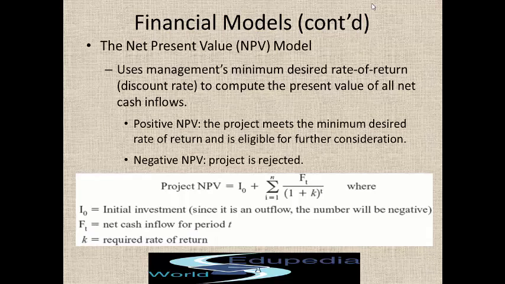The net present value uses the minimum desired rate of return to compute the present value of all cash flows. With a positive NPV, the project meets the minimum desired rate of return and is eligible for further consideration. A negative NPV means the project is rejected if you are looking at the net present value model. The initial investment I0 is negative. If you do the entire project NPV, your NPV should be positive.